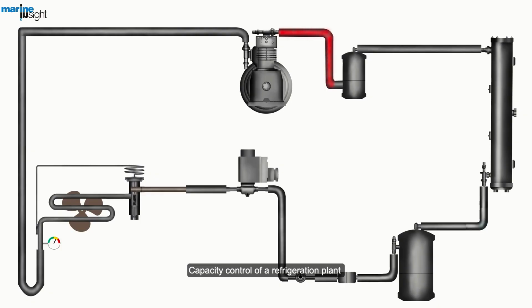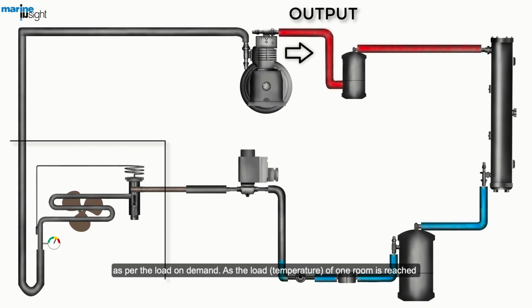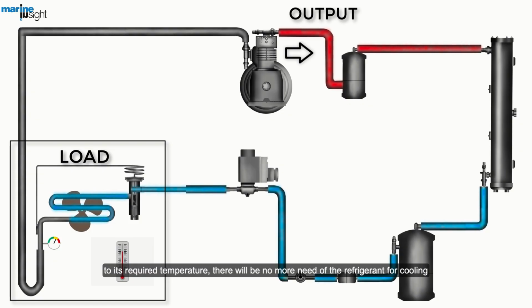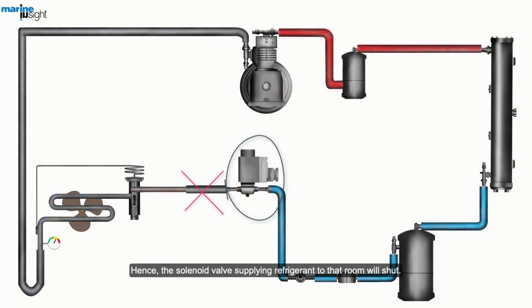Capacity control of a refrigeration plant can be defined as a system which monitors and controls the output of the plant as per the load on demand. As the load temperature of one room reaches its required temperature, there will be no more need of the refrigerant for cooling. Hence, the solenoid valve supplying refrigerant to that room will shut.